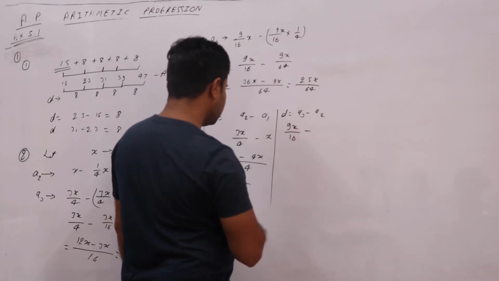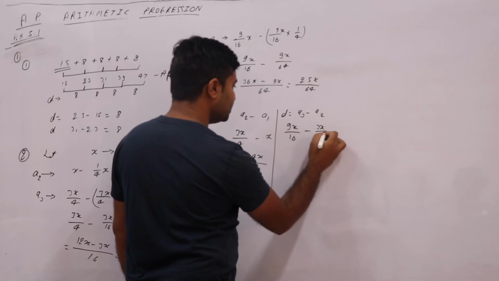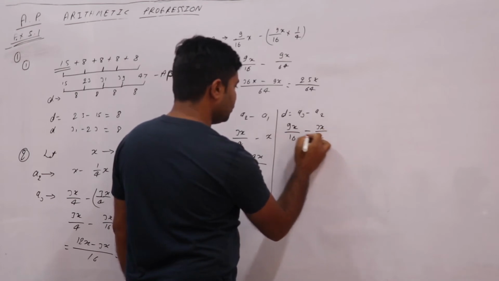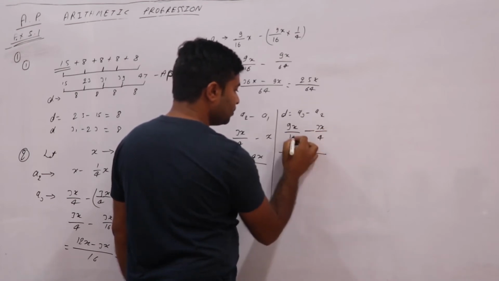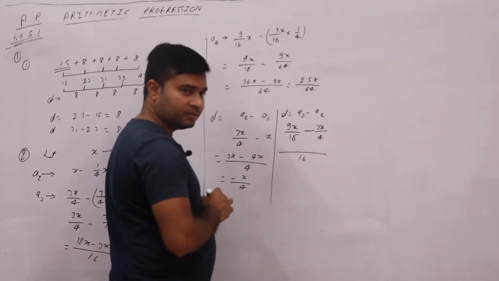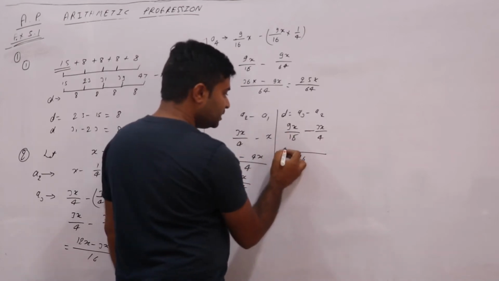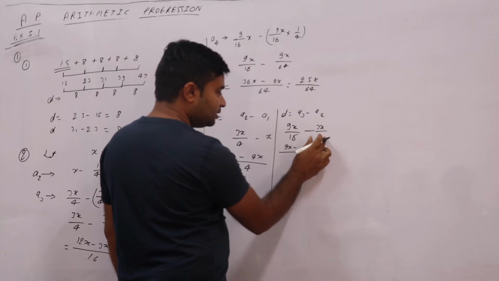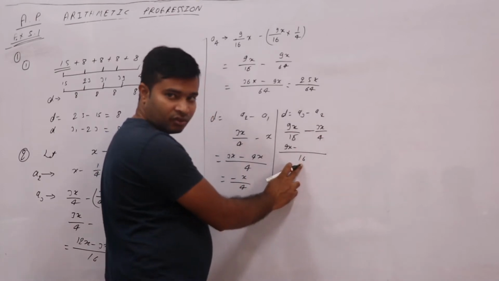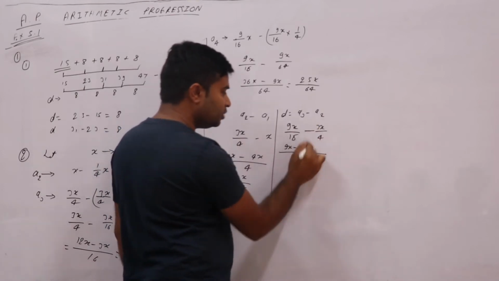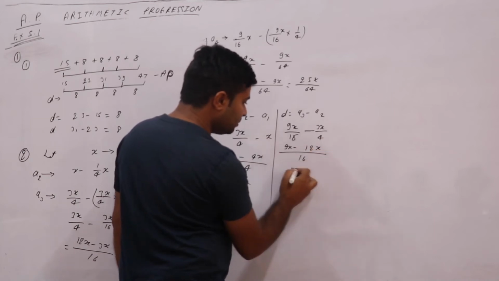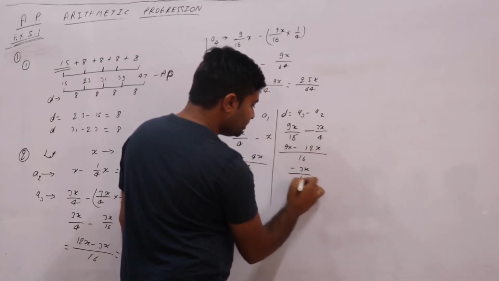And A2 is how much? 3x by 4. The LCM is 16. So here 9x over 16. 4 fours are 16 and 4 threes are 12, so here it becomes minus 3x by 16.